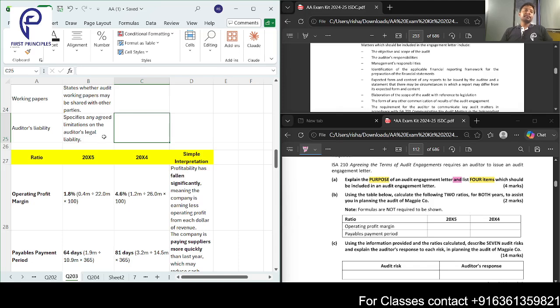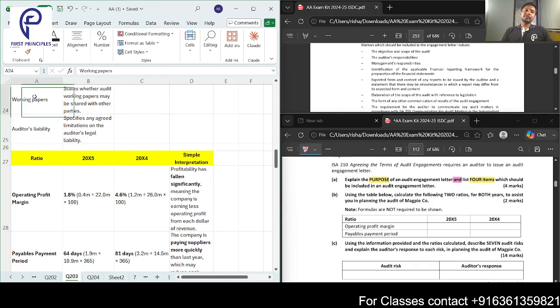Working papers. In the engagement letter, they will write whether the audit working papers may be shared with other parties or not. Because ultimately the working paper belongs to the auditors. Whatever work they have done, they put everything in a set of working papers so that for future reference they might need everything end to end. So the engagement letter states whether audit working papers may be shared with other parties, and whether they can share it or cannot share it will be agreed to.